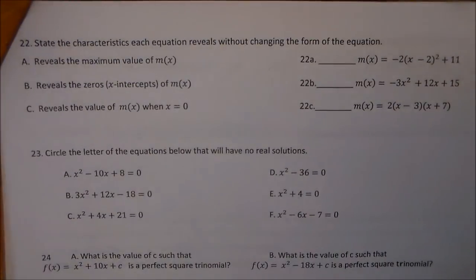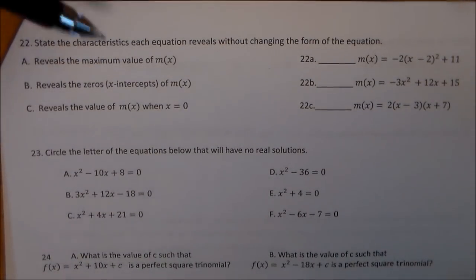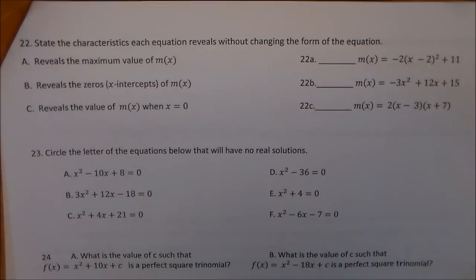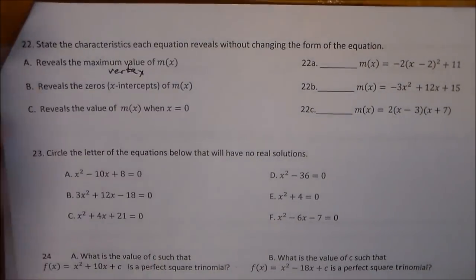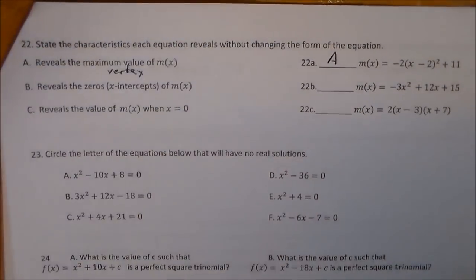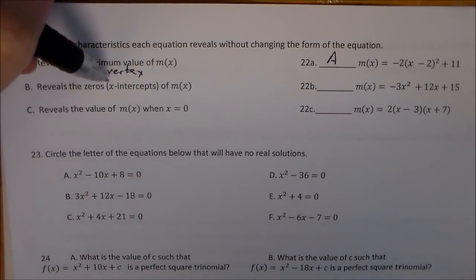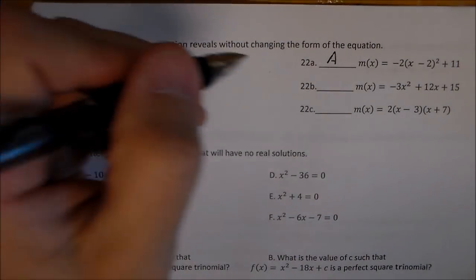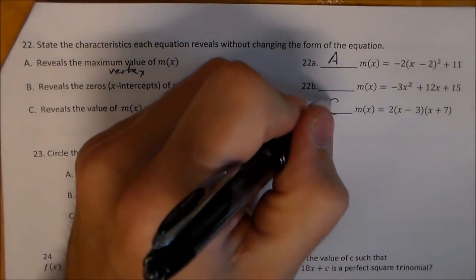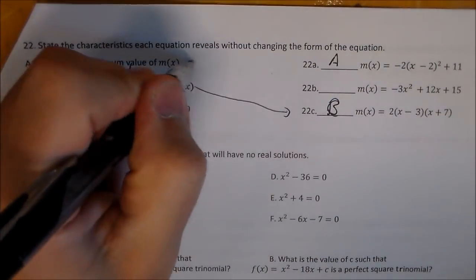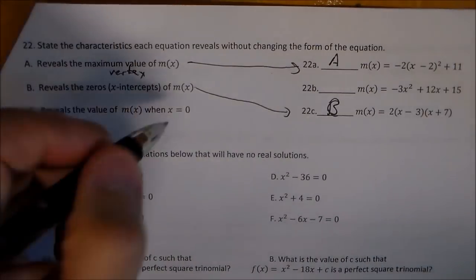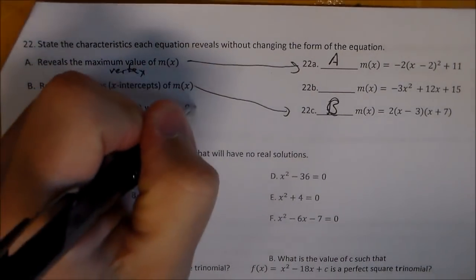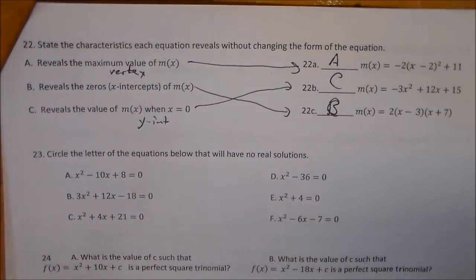All right, for number 22, we have to again match the information about the equation with the equations that we have. So we start with reveals the maximum value of m of x. Let's also think of that as the vertex. So that would best go with vertex form. Something that reveals the zeros, or the x-intercepts of m of x, is going to be in factored form. So that would be b right here. And then last, reveals the value of m of x when x equals 0. That's the y-intercept, and that would go right here, be standard form.